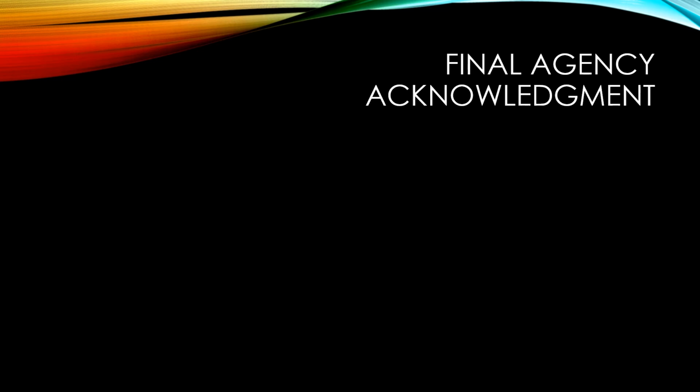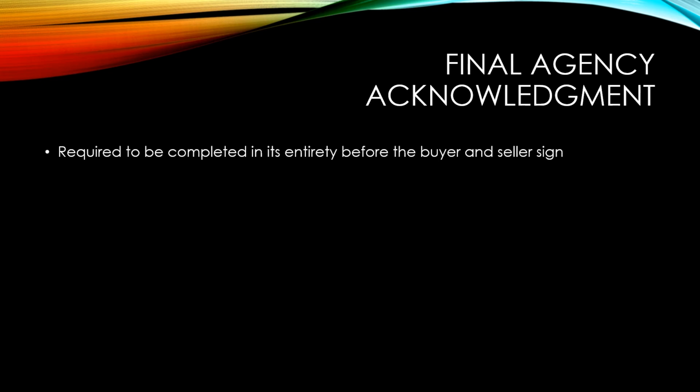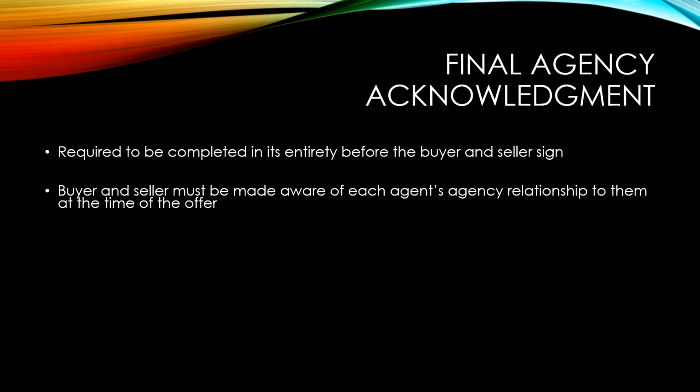So let's back up now to page 1 and the final agency acknowledgement. The final agency acknowledgement is required to be completed in its entirety before either the buyer or the seller sign the document. The statute says that the buyer and seller must be made aware of each agent's agency relationship to them at the time of considering the offer. So I have to know who represents me and who represents the other party. And I have to sign off on that even if I'm not going to agree to the offer.